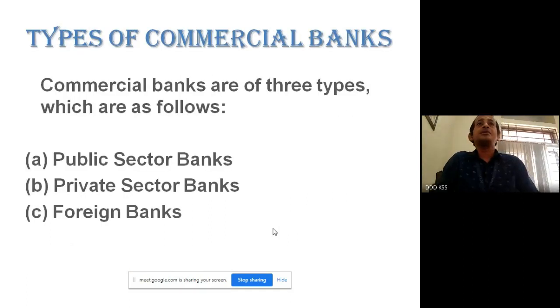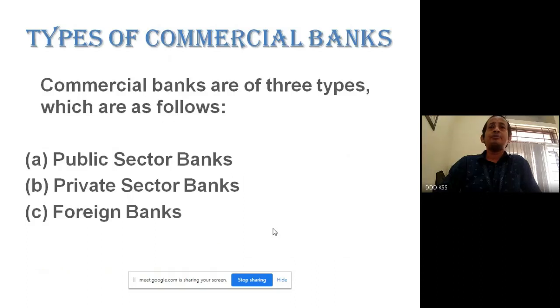Next, we'll move to the types of commercial bank. In the types of commercial bank, there are basically three types of commercial bank: public sector bank, private sector bank, and foreign banks. Now, for example, public sector banks, for instance, like State Bank of India, Punjab National Bank, Union Bank of India, Bank of India. These are public sector banks.